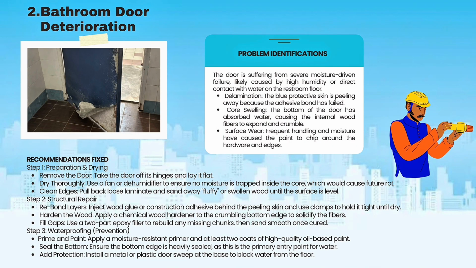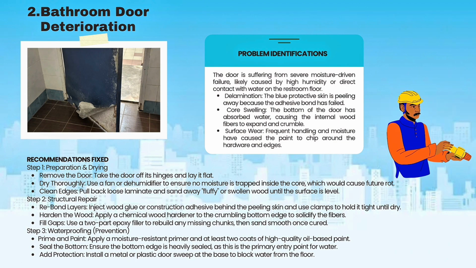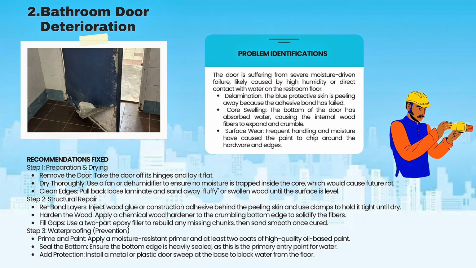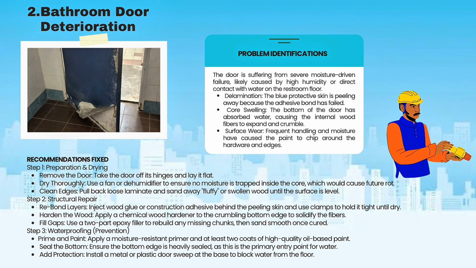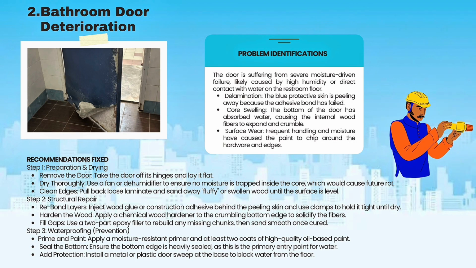Second, bedroom door deterioration. Problem identification: the door is suffering from severe moisture-driven failure, likely caused by high humidity or direct contact with water on the restroom floor. The recommended fix, step 1, preparation and drying. Remove the door, take it off its hinges and lay it flat. Dry thoroughly. Use a fan or dehumidifier to ensure no moisture is trapped inside the core.